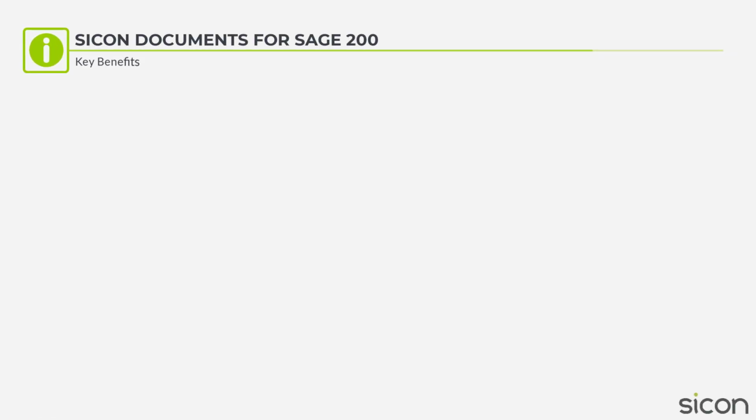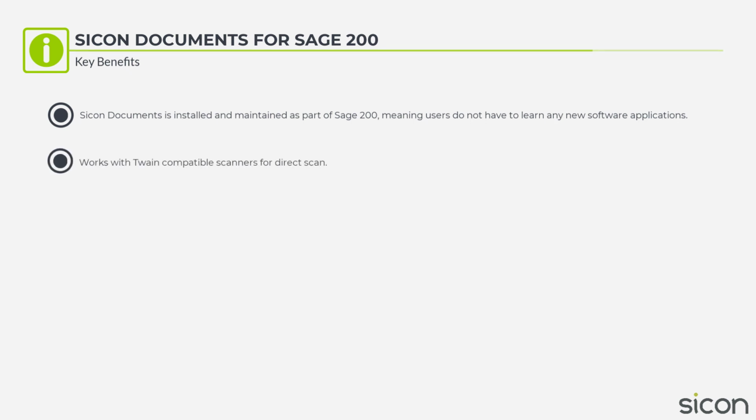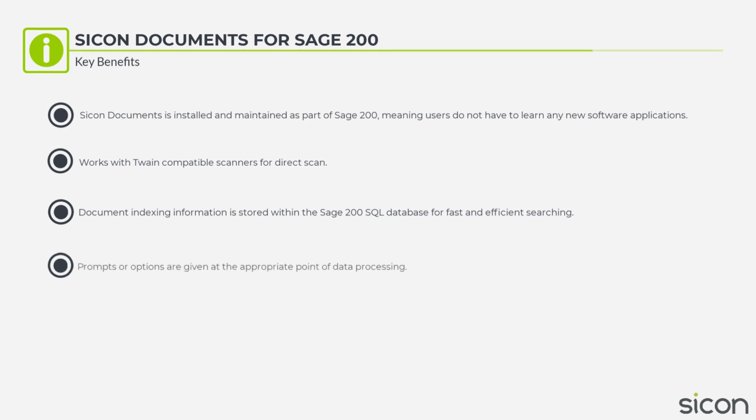Key benefits. Sicon Documents is installed and maintained as part of Sage 200, meaning users do not have to learn any new software applications. Works with Twain compatible scanners for direct scan. Document indexing information is stored within the Sage 200 SQL database for fast and efficient searching. Prompts or options are given at the appropriate points of data processing.